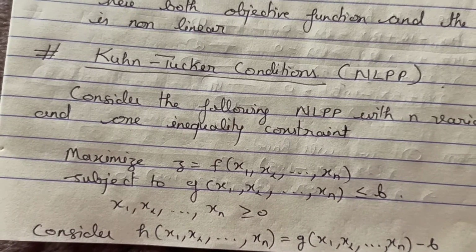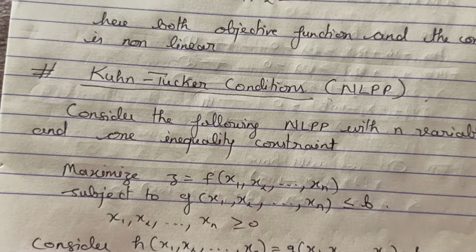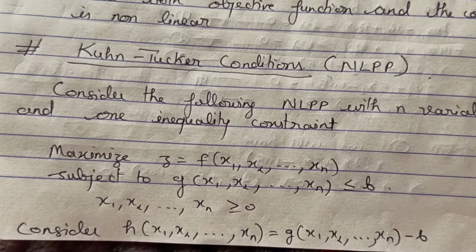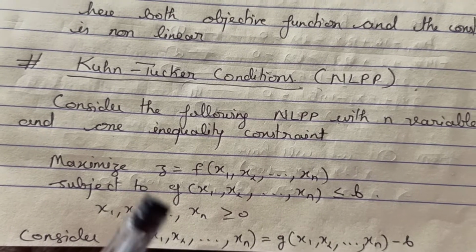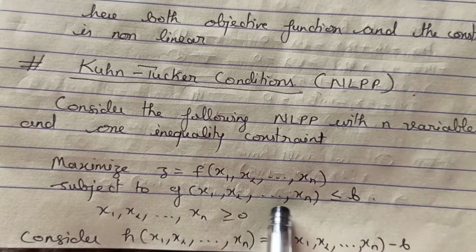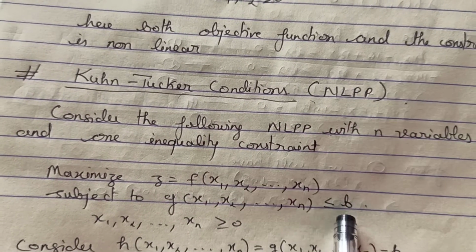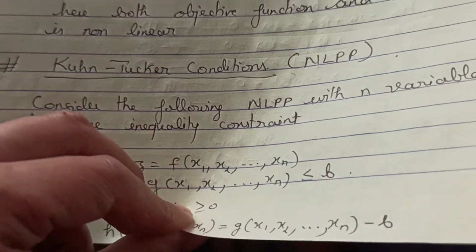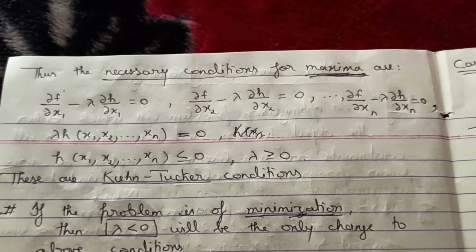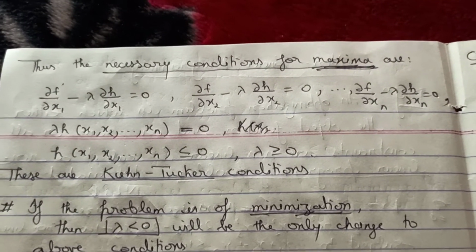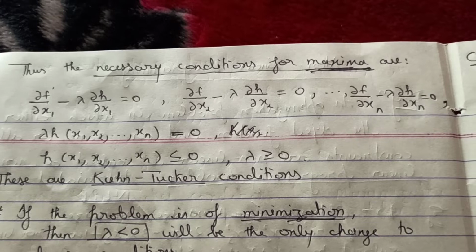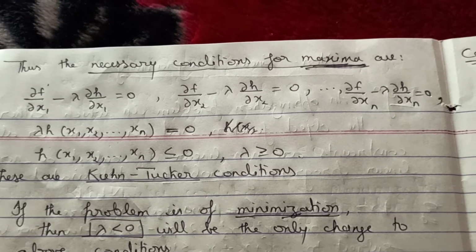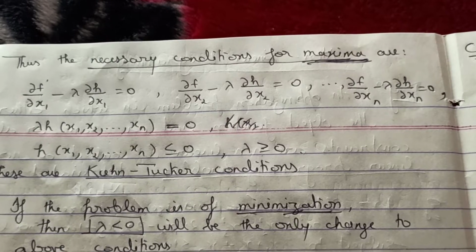Now we'll consider a new function h, which is a function of x1 x2 up to xn. We are considering this function as coming from the constraint: g of x1 x2 up to xn minus b. So we have assumed this new function. Now, what are the necessary conditions for maximum? If we are considering the case of maximization in a non-linear programming problem, what are the necessary conditions which we are going to use to solve our non-linear programming problem?